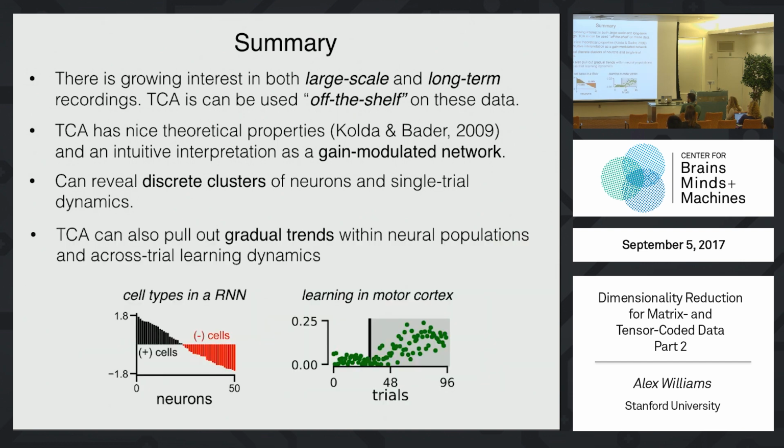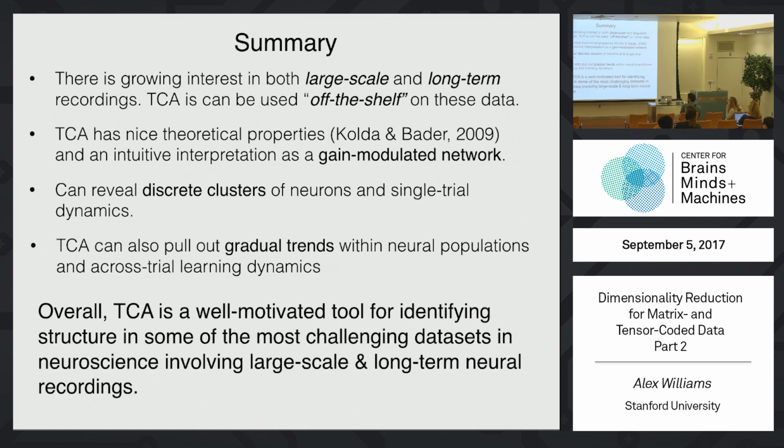But you can also pull out more gradual trends in your data, like slow learning after perturbation or a continuous spectrum of cell types. So TCA is a really nice technique that lets the data speak for itself and is natural in many of these multi-trial, large-scale neural experiments.